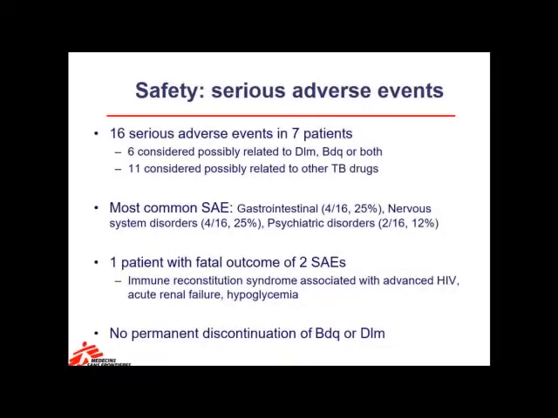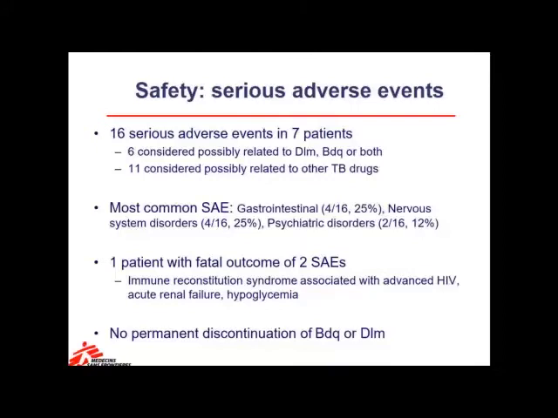Serious adverse events. So there were 16 serious adverse events reported in 7 patients. 6 were considered possibly related to delamanid, bedaquiline, or to both. 11 were considered possibly related to other TB drugs. The most common serious adverse events were gastrointestinal, nervous system disorders, and psychiatric disorders.